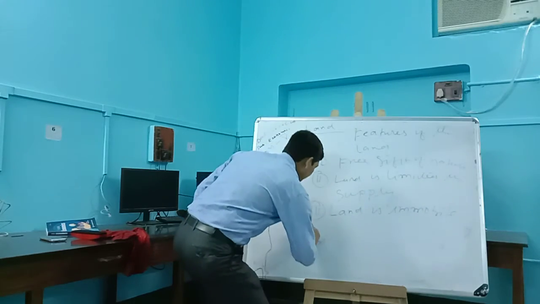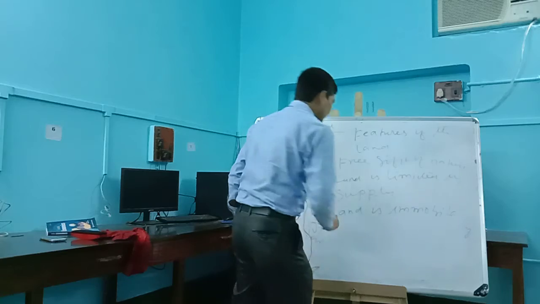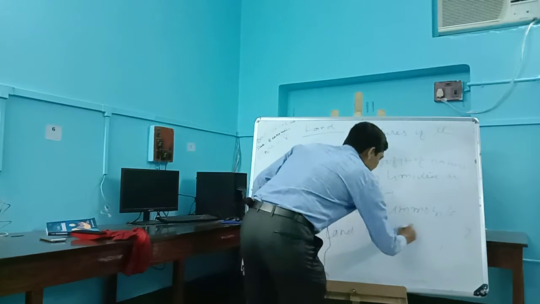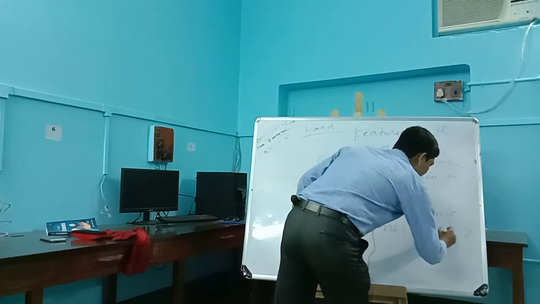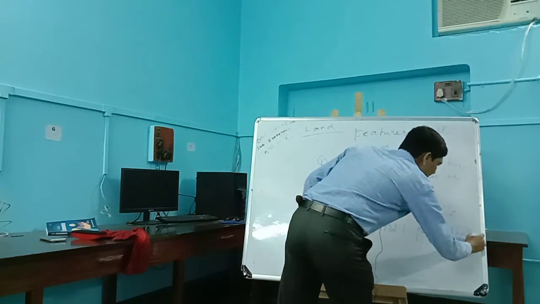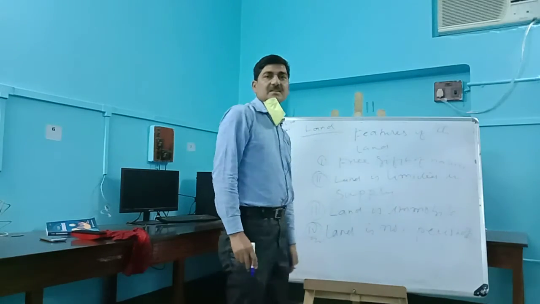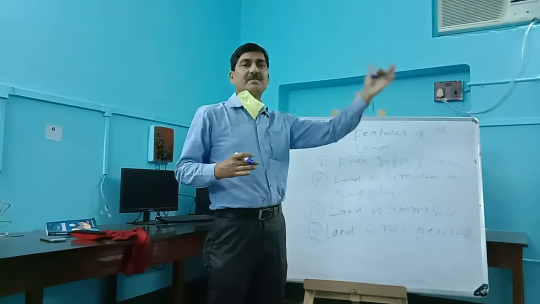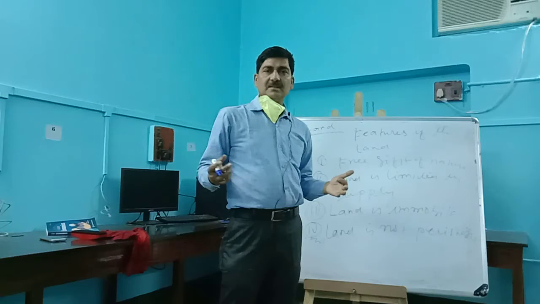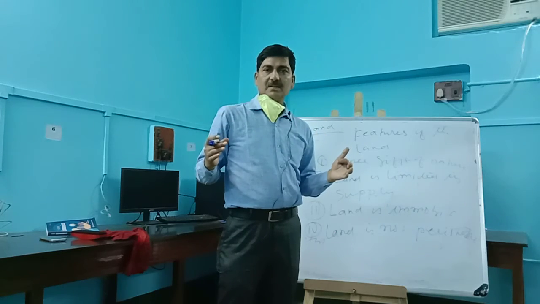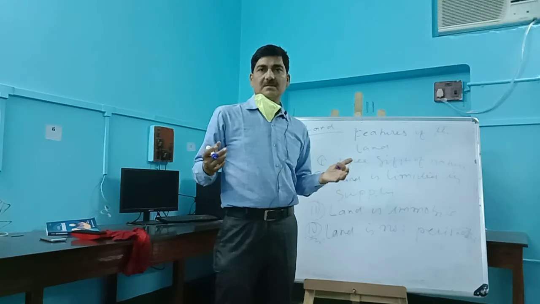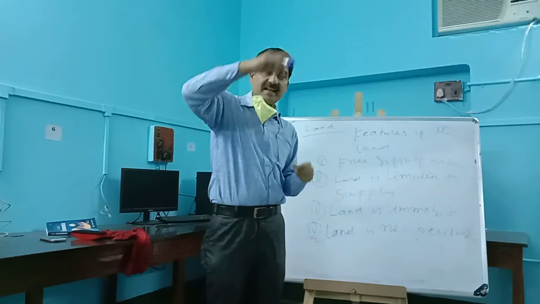Number 4, land is not perishable. What do you mean by perishable? The thing which can be used once will go forever, but it does not happen. Land is not perishable. Land is not destructible. Land can be used repeatedly again and again.